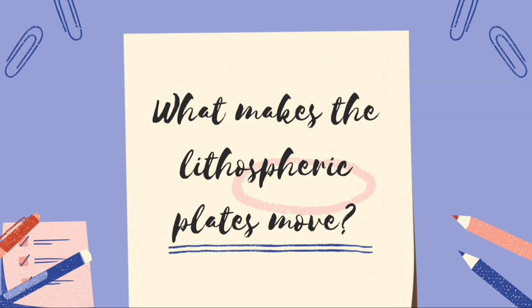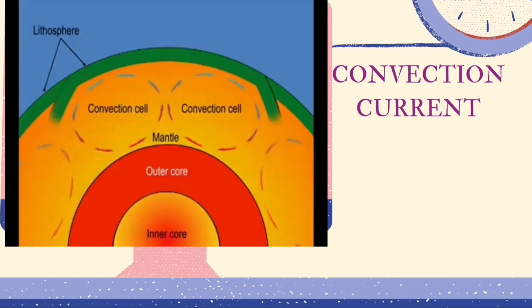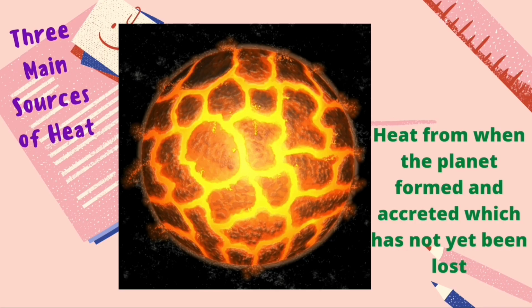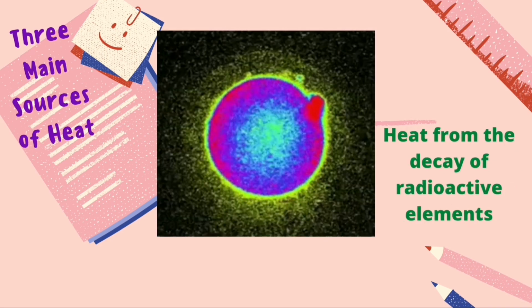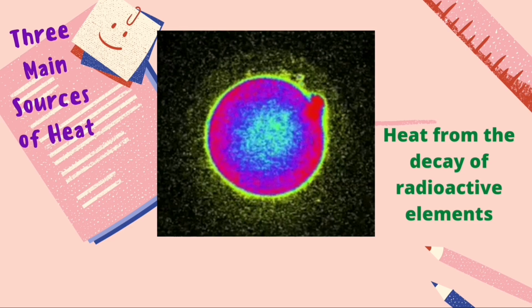What makes the lithospheric plates move? The decomposition of radioactive elements causes heat in the interior part of the Earth. About 50% of the heat given off by the Earth is generated by radioactive elements such as uranium and thorium and their decay products. There are three main sources of heat. The first one is the heat from when the planet formed and accreted, which has not yet been lost. The second one is the frictional heating caused by the denser material sinking to the center of the planet, and the third is the heat from decay of radioactive elements.